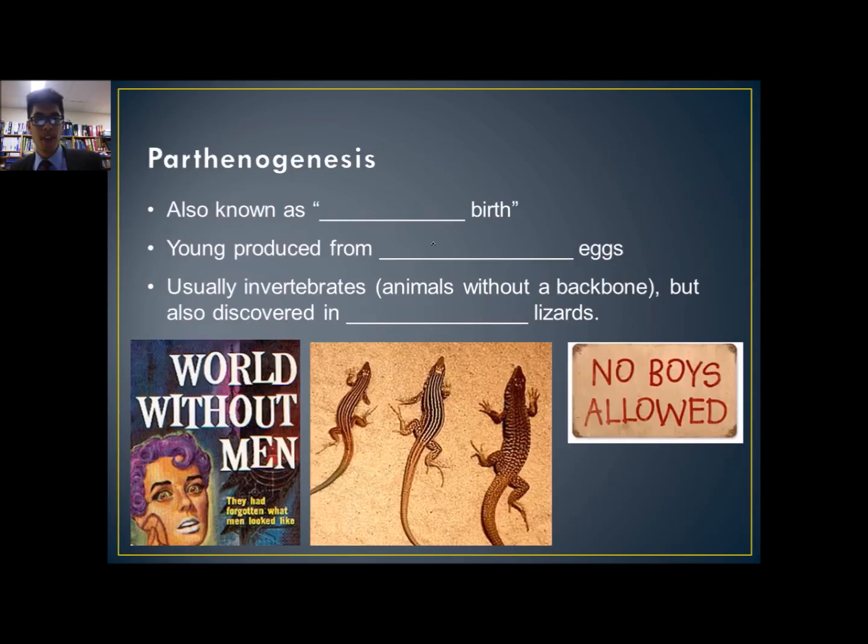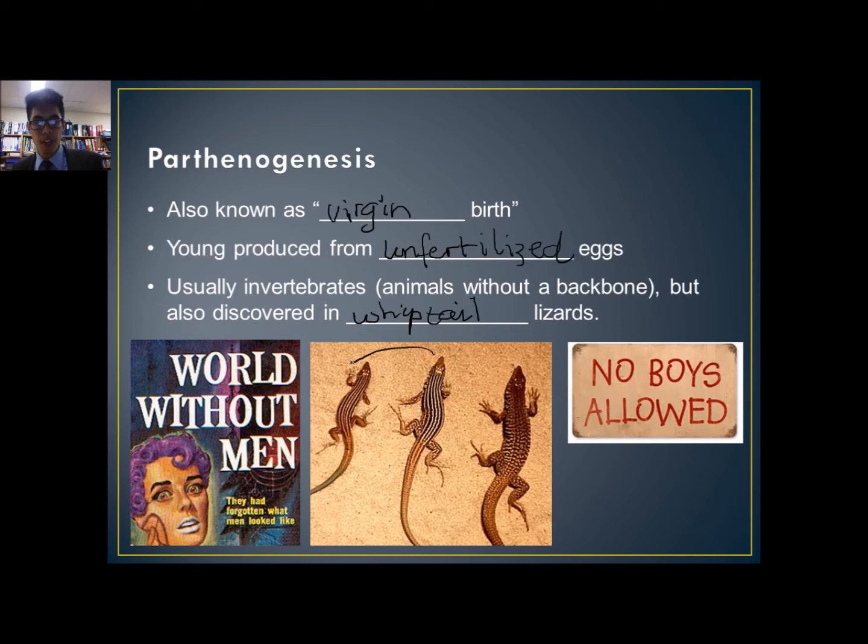Then you've got another type of reproduction called parthenogenesis, which is asexual reproduction, and it's also known as a virgin birth. Okay, so without fertilization. So young are produced from unfertilized eggs. And it's usually invertebrates, which are animals without a backbone, but it's also discovered in whiptail lizards.